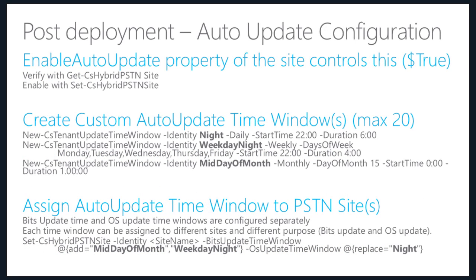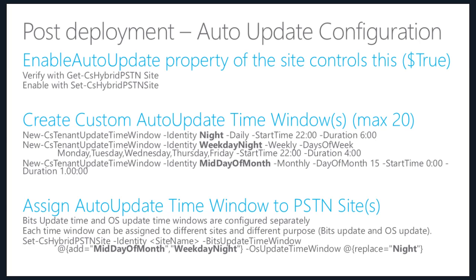Couple slides here that talk about some of the guts and gory bits and bobs that we do to actually configure this thing. Really, the only thing we have to think about from a tenant administrator perspective is the auto update window, right? Well, of course, we have to figure out, is it turned on or not, which is the first option that we see here. We can use Get-CsHybridPSTNSite and Set-CsHybridPSTNSite to be able to control the EnableAutoUpdate property, right? Setting this to true will turn on the auto update feature.